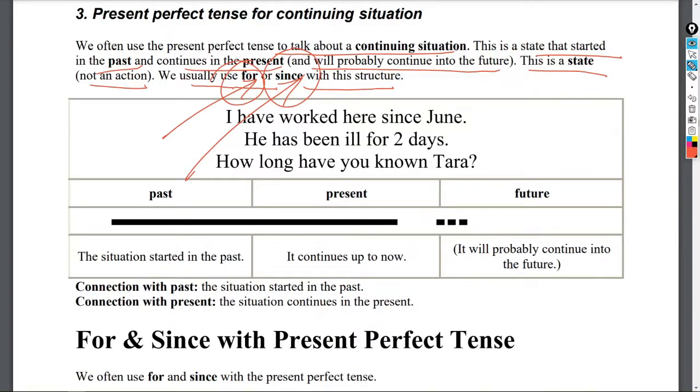Therefore, let us see how it is used. I have worked here since June. This means I am still working here now. He has been ill for two days. It means it is the second day, and the illness is continuous. How long have you known Tara? It means your experience of knowing Tara: when did it start? And as far as the present time is concerned, it is still a question of the present.